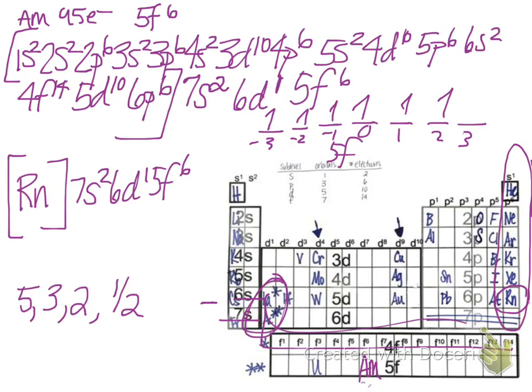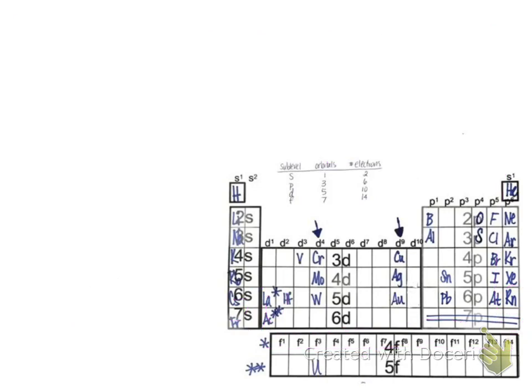So let's do a couple. Let's do cesium. We would say cesium, we would just use xenon, and then we would say 6s1. A lot easier, right? A lot easier than saying 1s2, 2s2, 2p6, blah, blah, blah, all the way till you get to 6s1. So that's how you would do that.